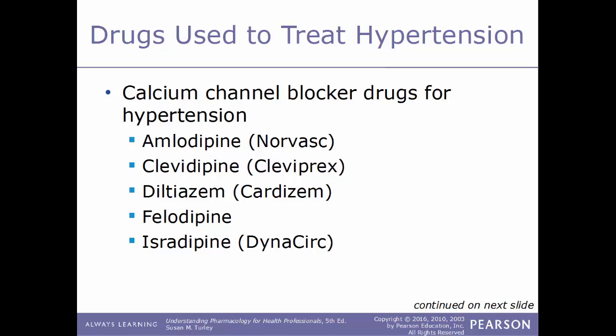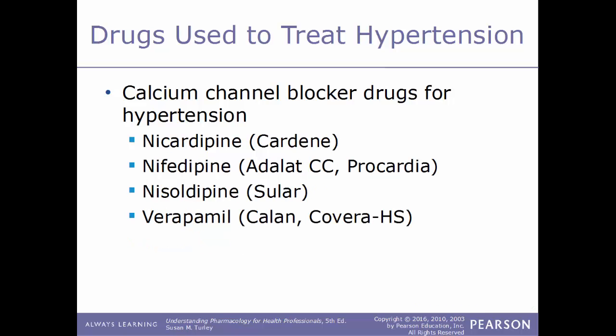Some examples of calcium channel blockers: amlodipine, which is also known as Norvasc; clevidipine, sold under the name Cleviprex; diltiazem, which is sold under the name Cardizem; felodipine, and also isradipine, sold under the trade name Dynacirc. Other examples: nicardipine, sold under the name Cardene; nifedipine, sold under the trade names Procardia or Adalat CC; nisoldipine, sold under the name Sular; and verapamil, sold under the names Covera-HS and Calan.